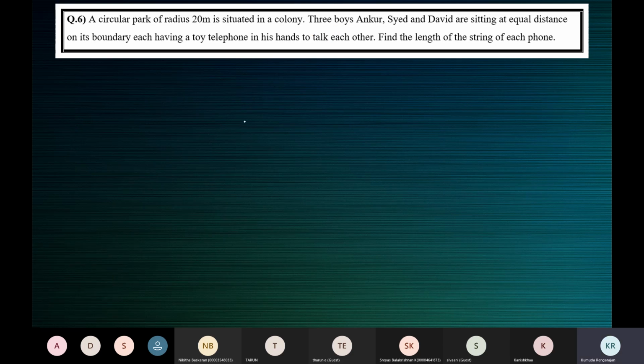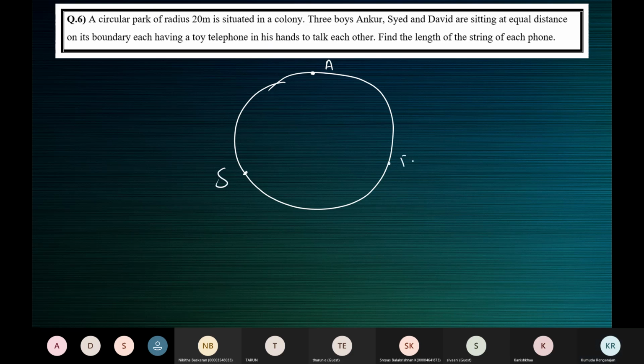Three boys, A, S, and D, are sitting at equal distance on its boundary. So supposing A is here, then somewhere here should be S, and somewhere here should be D. So the length of the arc AS is equal to the length of the arc SD.